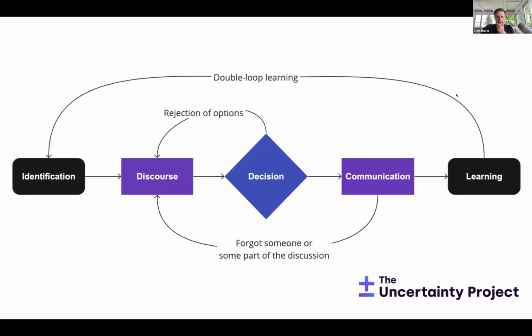And when I talk about the way these loops happen, it's not always just a straight line, right? If we get to a decision and there's a rejection of the options, that goes back to the discourse stage. Or if we communicate out and we forgot someone, we have to go back to the discourse phase again to make another decision. And then this learning-to-identification loop is what's usually referred to as double loop learning, but it's not so much whether we were right with this decision, but how our decision-making process actually worked. Did it give us the options that we thought it should?